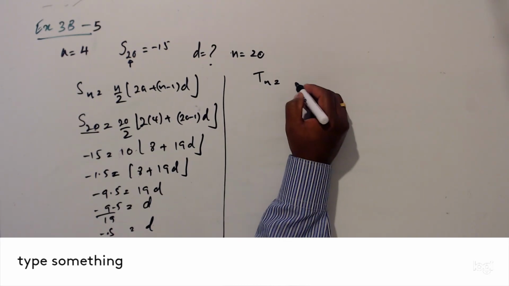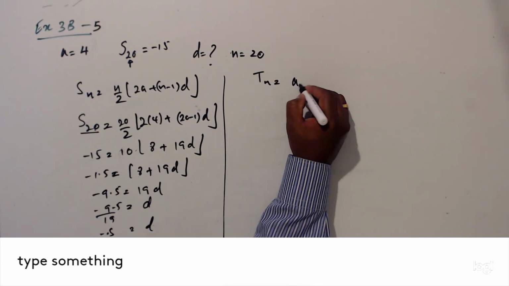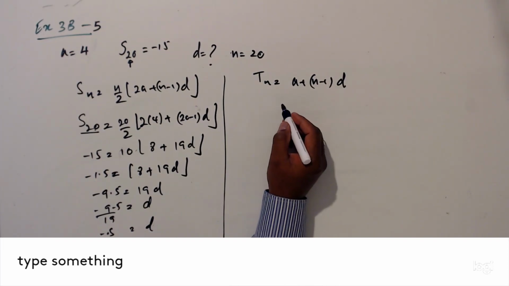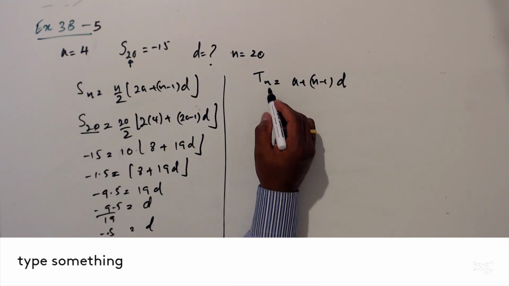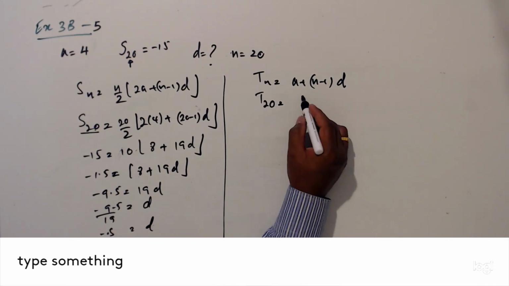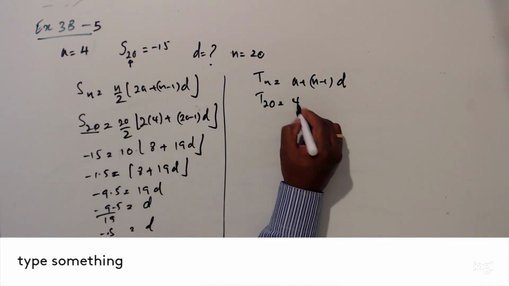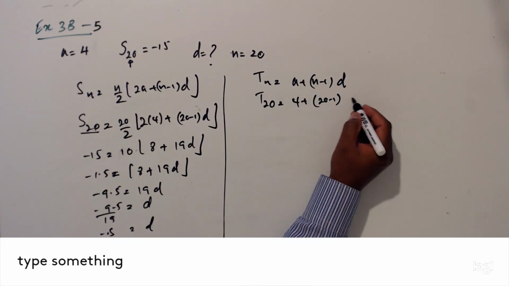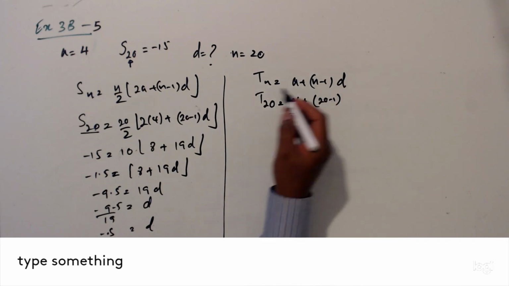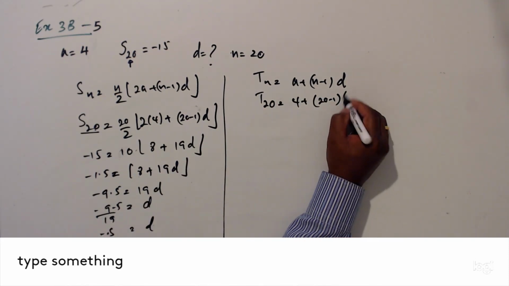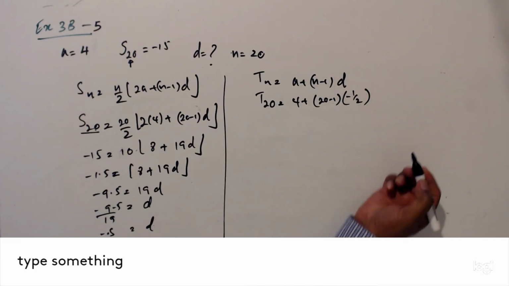Tn is equal to a plus n minus 1 times d. So we want to know what T20 is. The a value we know is 4, and n is 20, so n minus 1, and d we already know is minus 0.5, or minus half.